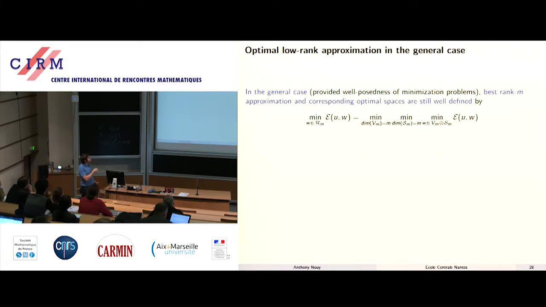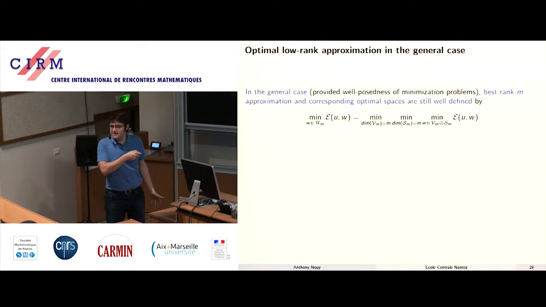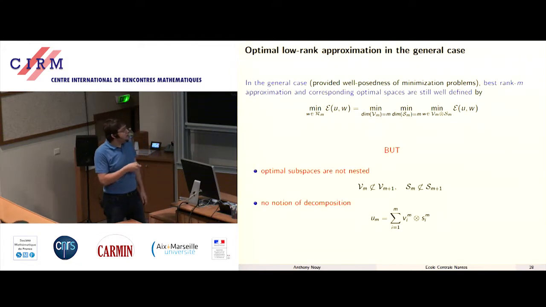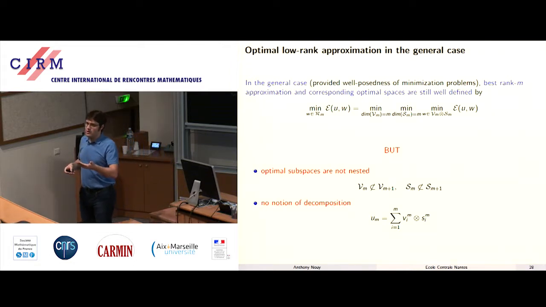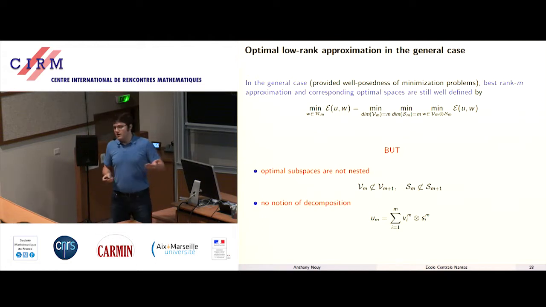Still, you can define the best approximation with respect to this distance. It will define optimal spaces of dimension m also, so it's also related to an optimal model reduction, but usually the optimal spaces will not be nested. So, is it a problem or not? From an adaptive point of view, it may be a difficulty. I mean, in order to obtain the optimal rank m+1 approximation, you cannot really use the rank m approximation. Not really, but in fact, in some situations, yes.